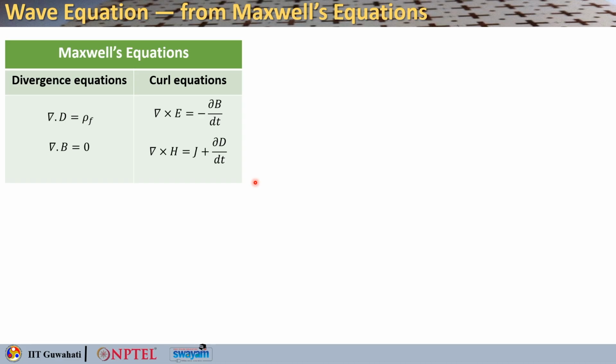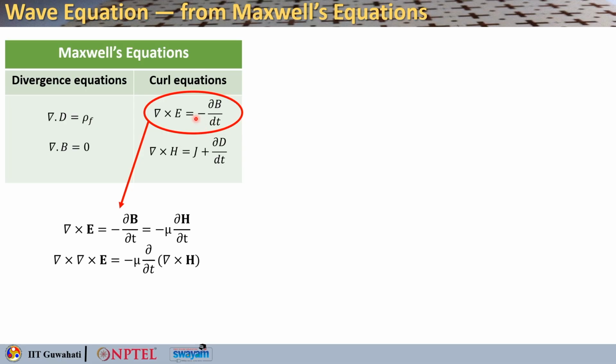So, to start, let me throw out a vector identity, which is basically a mathematical manipulation that is true for all vector fields, and here we will assume that we are in a source free region. So, no charges are there and no current is flowing. We will start with the equation curl of E equals minus dou B dot T. B is mu H, so you can write it like that, and then you take curl on both sides. So, you can see it is curl of curl of E, which is nothing but minus mu dou dou T curl of H.